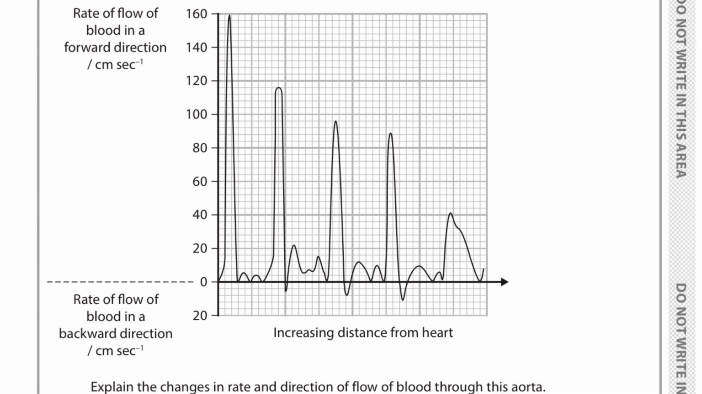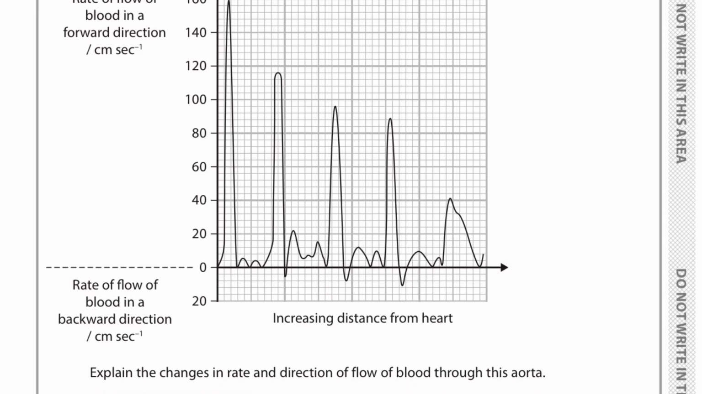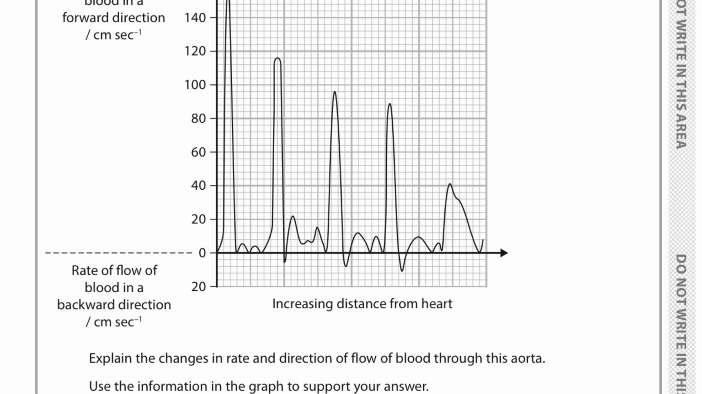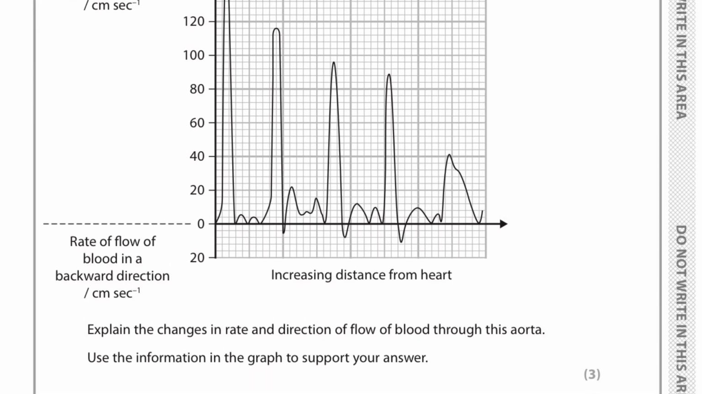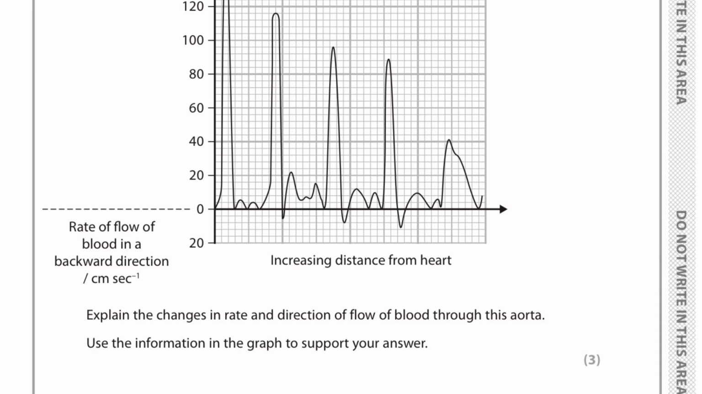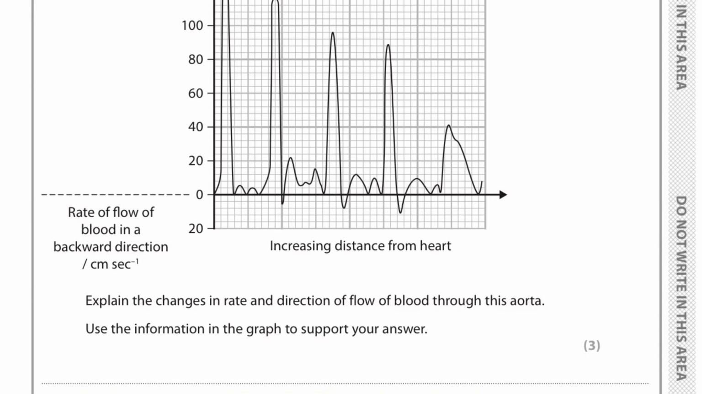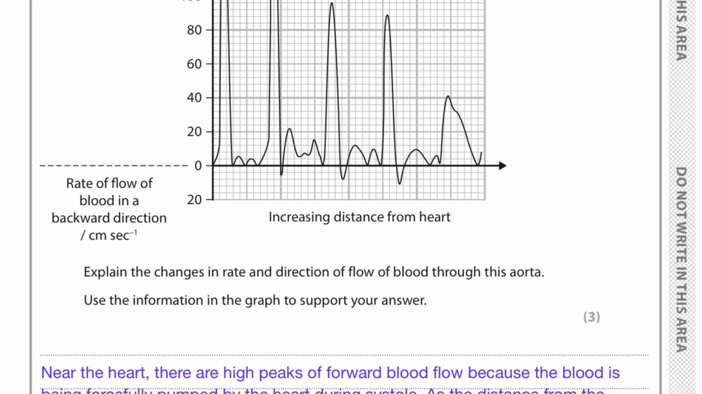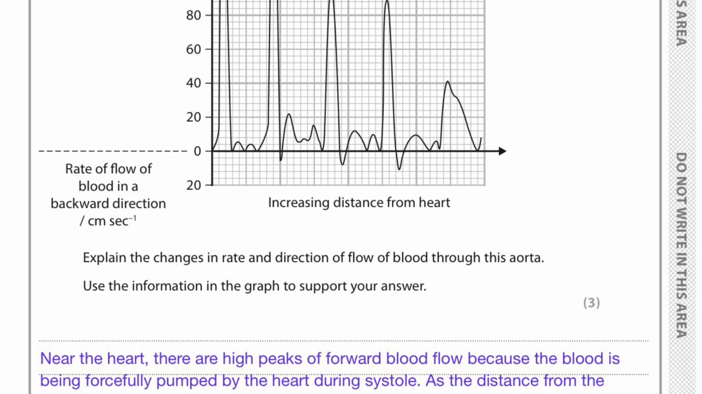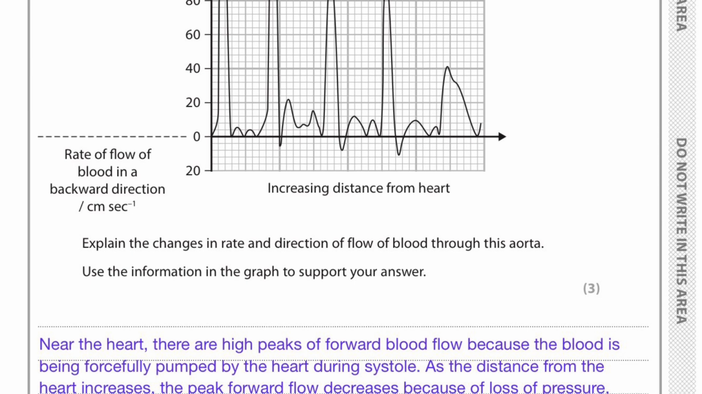Based on the graph, there are sharp peaks in forward blood flow near the heart. Also, there is gradual lowering of peak forward flow further away from the heart. Small amounts of backward flow appear further from the heart. They ask, explain the changes in rate and direction of flow of blood through this aorta. Use the information in the graph to support your answer.